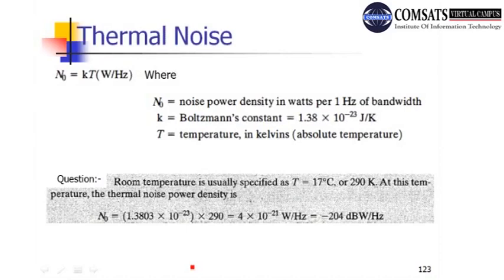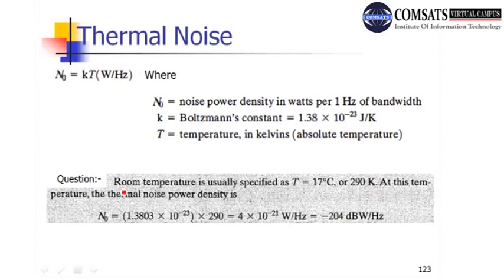So here we have the thermal noise. We have the formula for thermal noise, N0 is equal to kT, where N0 is the noise power density in watts per 1 hertz, k is the Boltzmann constant, and T is the temperature in kelvins. So that is watt per hertz. Room temperature is usually specified as T equal to 17 degrees centigrade or 290 K.